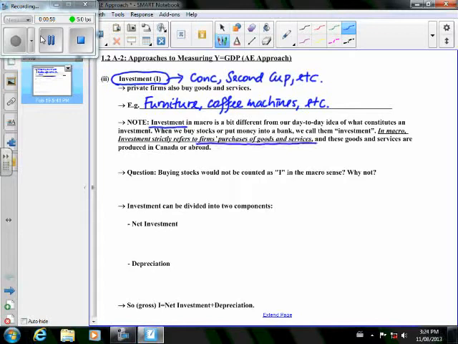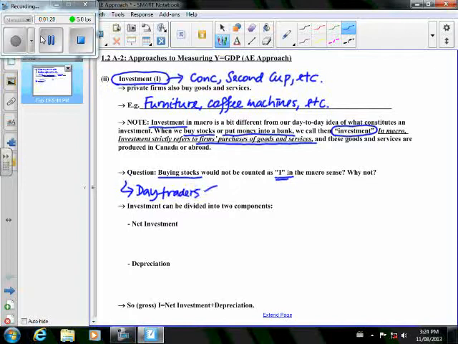Investment is not about buying stocks or putting some money into a savings account. In day-to-day language, sometimes we refer to buying stocks or putting some money into savings as investment. This is not investment in the macro sense. How come? If you buy stocks, these are not considered to be investment expenditure. Why is that? Let's look at the example of day traders.